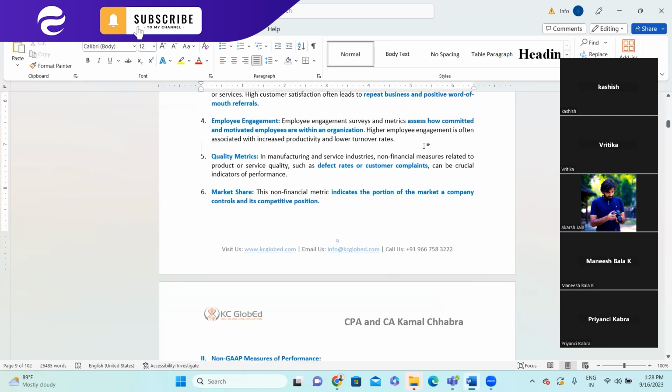Right. So next is employee engagement. How are you engaging your employees to make sure they are motivated and committed toward the work? What employee engagement activities does your organization do?